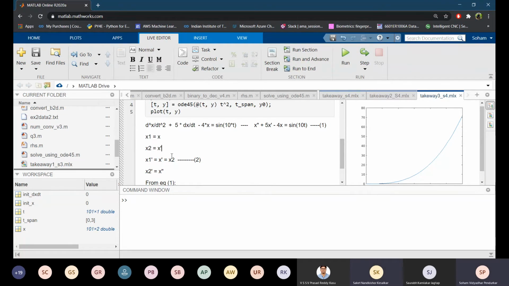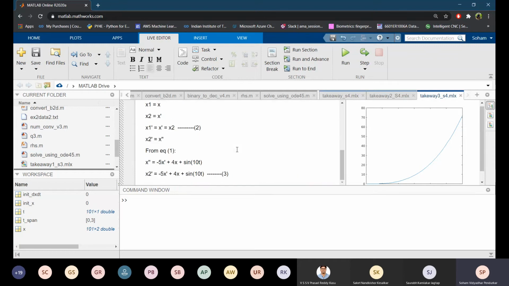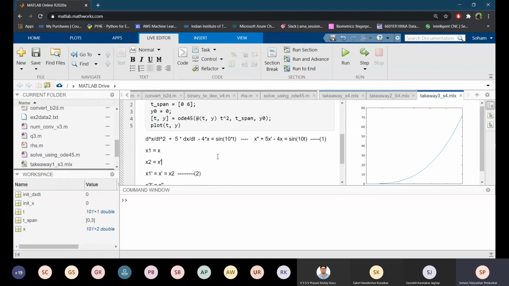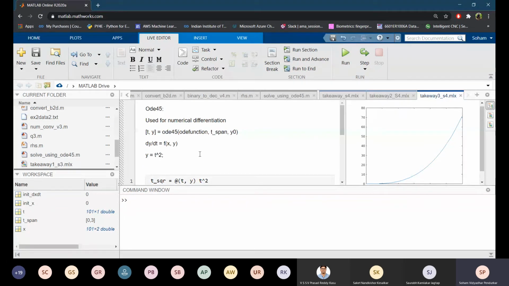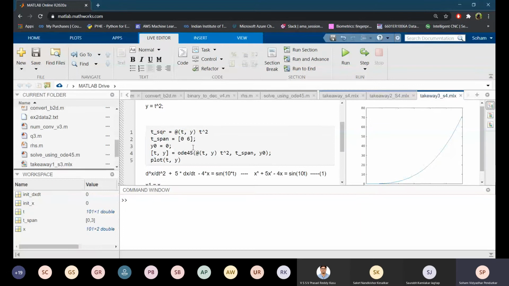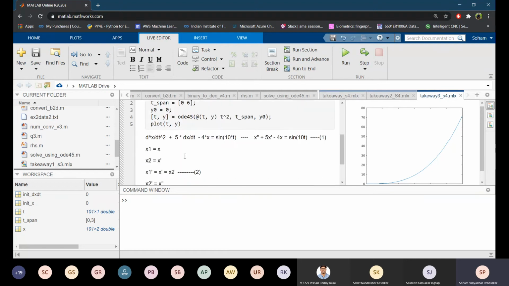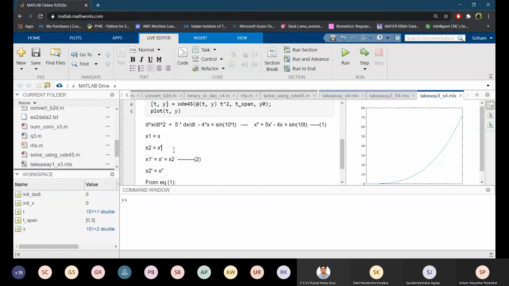Even if you don't understand this right away, don't worry as you solve more and more applications. If anyone is from mechanical, you will notice that in vibration engineering this will be used a lot. For example, m x double dot plus c x dot plus k x equals some function is a second order differential equation. In that case, we'll have to use this conversion to plot it. So it will be used ahead.